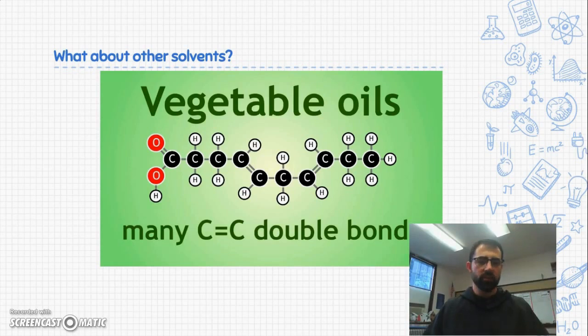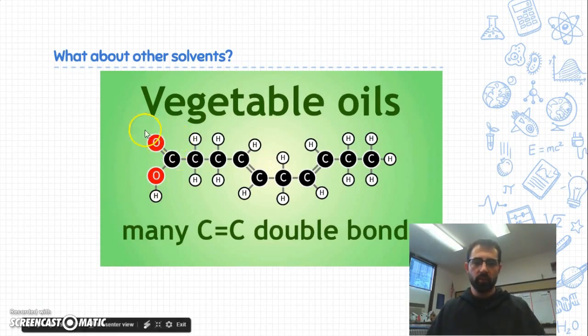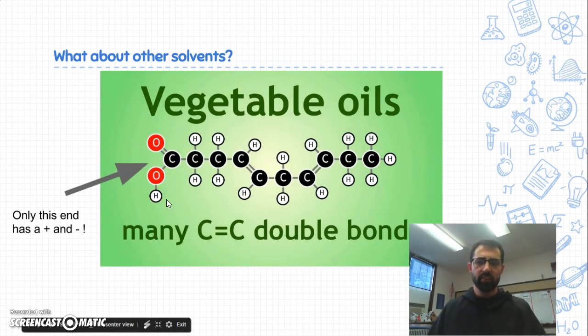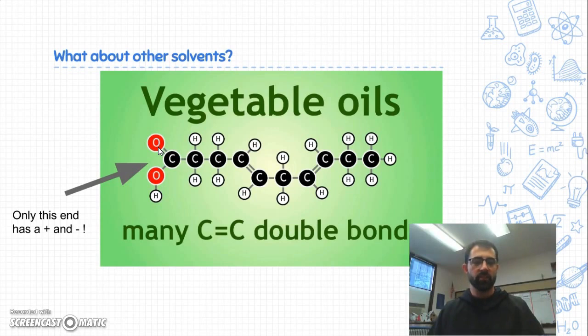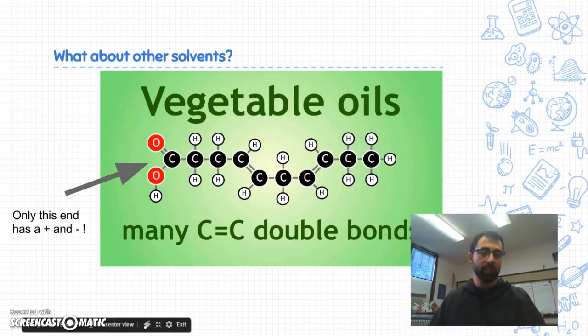Below the other solvents, we saw vegetable oils. These are huge molecules. All the oils are very large molecules. The only thing important here with this diagram is over here we see the oxygens again, the hydrogen. This is the only part that ends up with a positive in the hydrogen and negatives in the oxygen. So most of vegetable oil doesn't have these positives and negatives. This is why, as we saw, water and oil don't like to mix together because they don't have the positives and negatives in the same way.